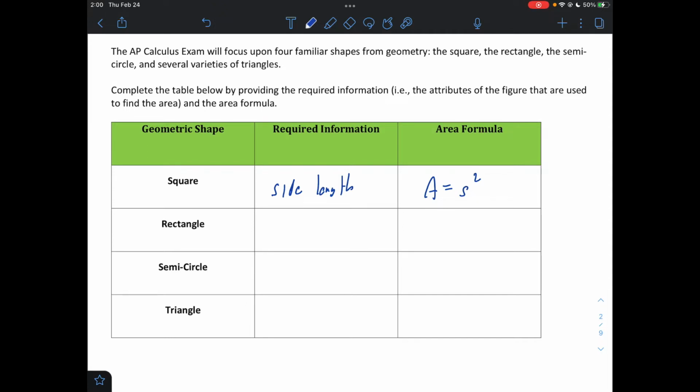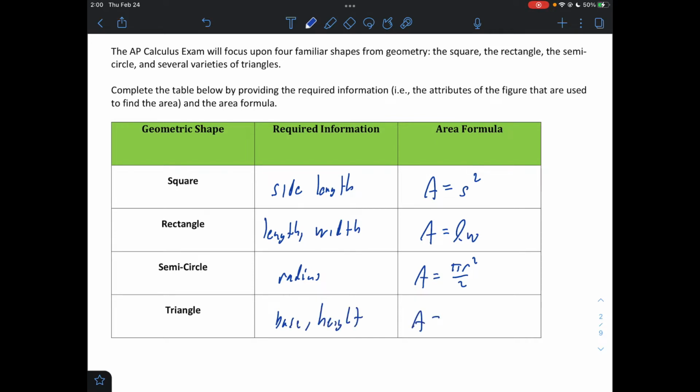For a rectangle, you need to know the length and the width. Why is that? Because the area of a rectangle is length times width. For a semicircle, we need to know the radius, because the area of a semicircle is pi r squared over 2. And for a triangle, we need to know the base and the height, because the area of a triangle is base times height over 2.